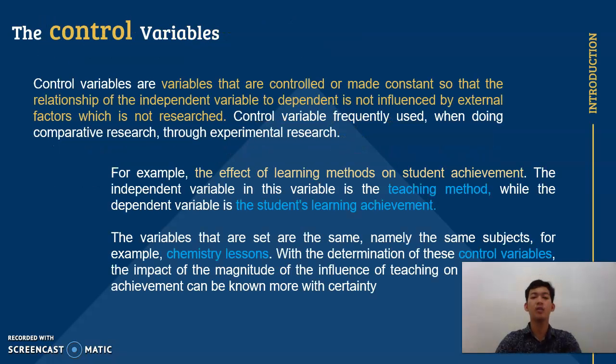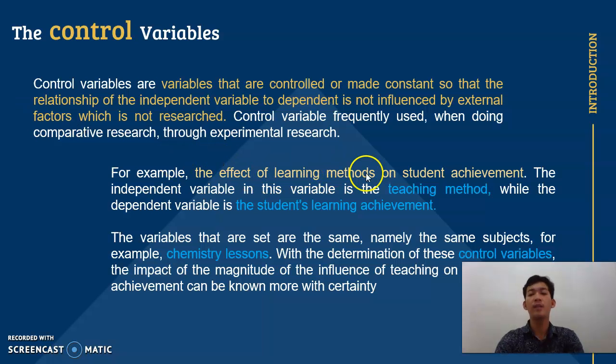Okay, next, the control variable. The control variable is the control that makes constant the relationship between independent variable and dependent variable, so that it is not influenced by the external factor. So let's take the example.